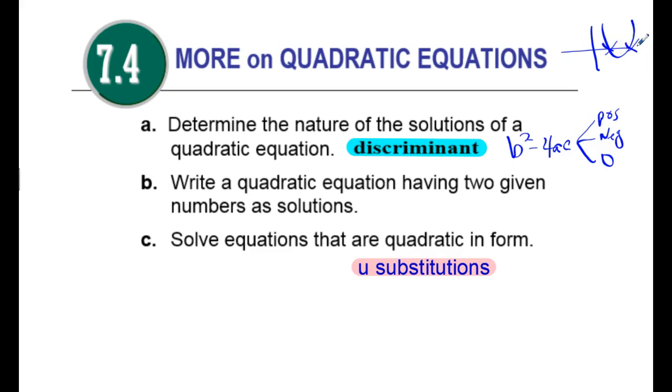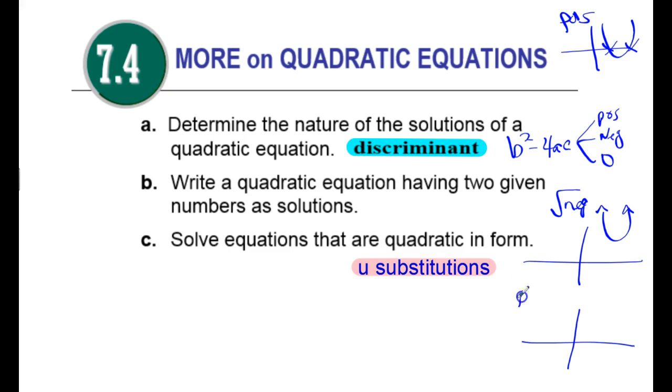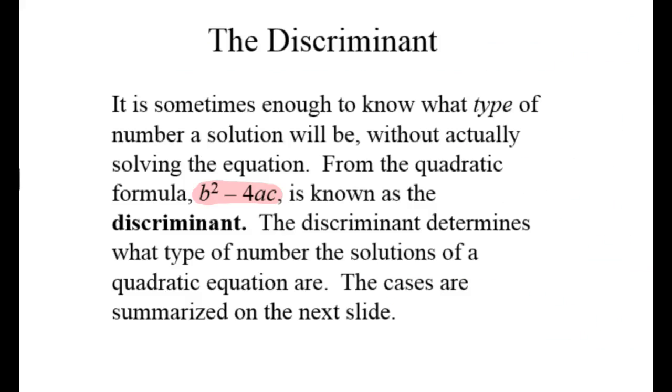So here's a 2 solution, which means the discriminant is positive. If the square root is negative, which means it's imaginary, which means it never crosses. And if the discriminant is 0, that means there's one solution, and that means there's a double root at the x-intercept. It's bouncing. So we're also going to be looking at how to solve quadratics using u-substitution in this video.